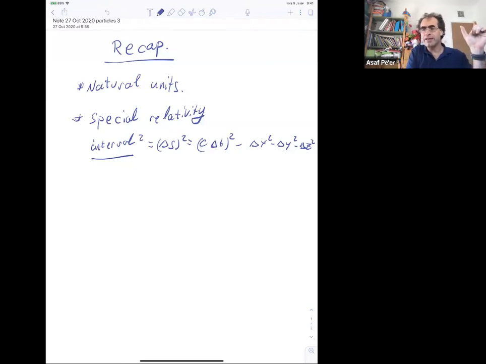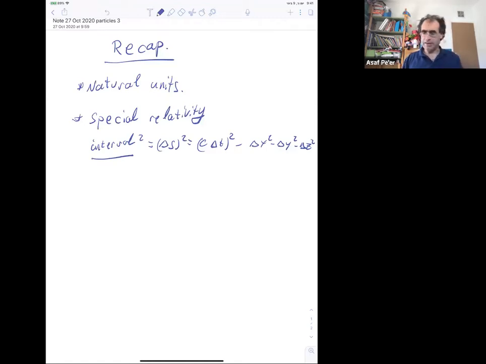Remember that the basic entity in relativity is an event. An event: a particle decays into two other particles at a certain time, at a certain location. But an event is something more general. Somebody scored a goal, this is an event. Okay. And we said that the interval has a very close analogy to the concept of distance in Euclidean geometry.